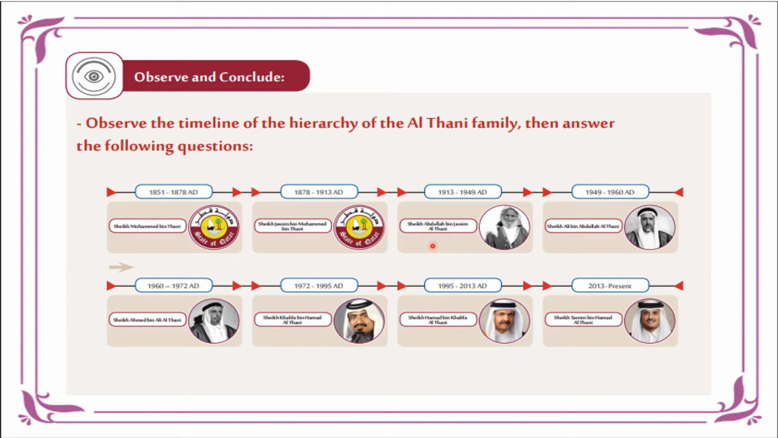Next is who was the ruler before Sheikh Hamad bin Khalifa Al-Thani, and for how long did that ruler reign over the state of Qatar? That's right. The answer would be Sheikh Khalifa bin Hamad Al-Thani, who ruled from 1972 to 1995 AD. Last question, who is the present ruler of the state of Qatar? Yes, you're correct. That would be Sheikh Tamim bin Hamad Al-Thani. He has ruled Qatar from 2013 and up to now, he is still the emir of our beloved state.